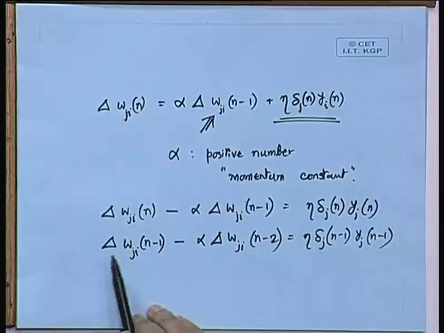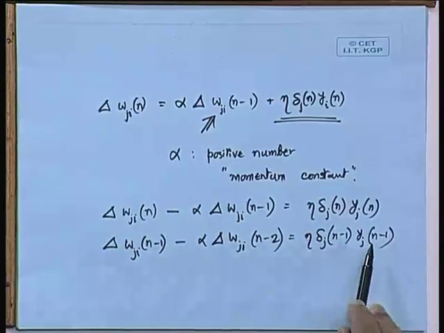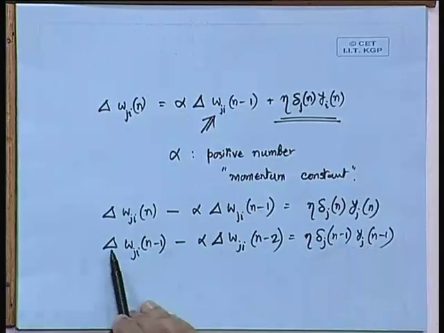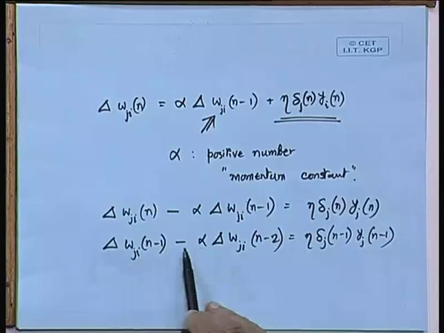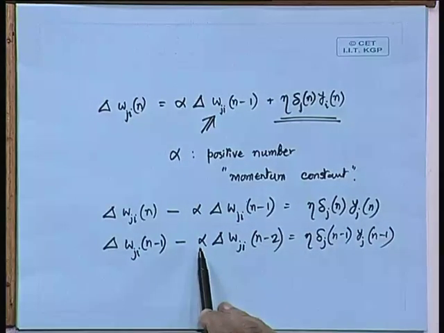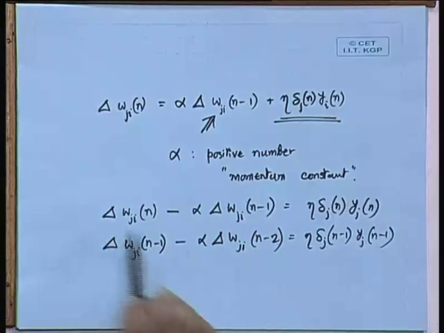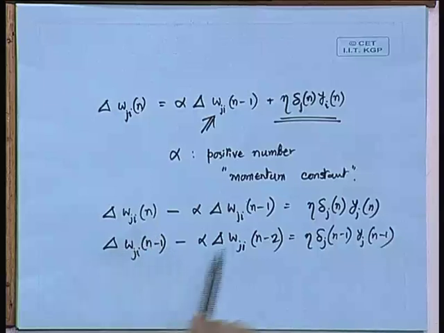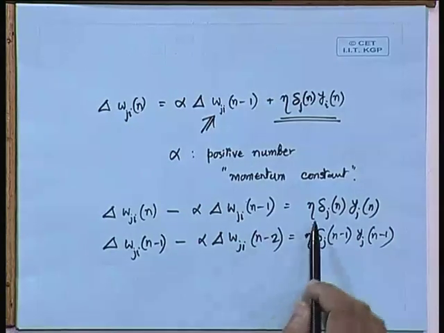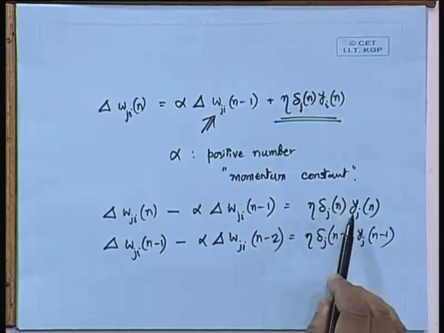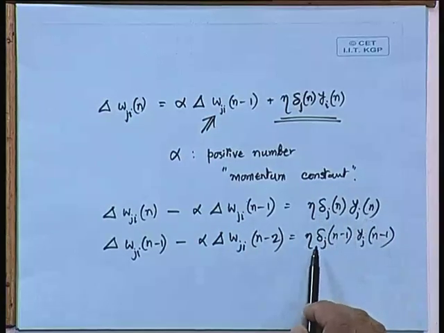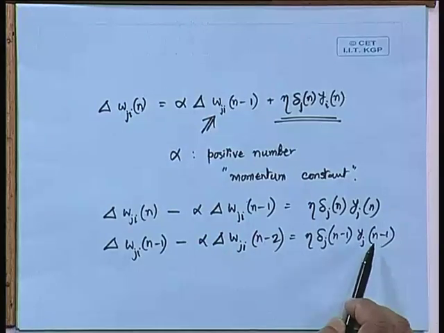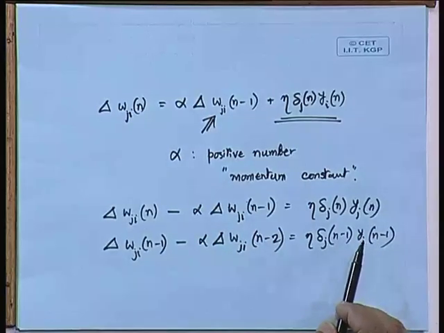If I multiply this whole second equation by alpha, then what I get is alpha times delta WGI n minus 1 minus alpha squared times delta WGI n minus 2. If I add these two on the left hand side, it is delta WGI n minus alpha squared times delta WGI n minus 2, which is going to be equal to eta delta J n YJ n plus alpha times eta delta J n minus 1 into YJ n minus 1.